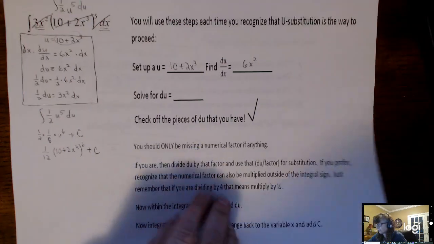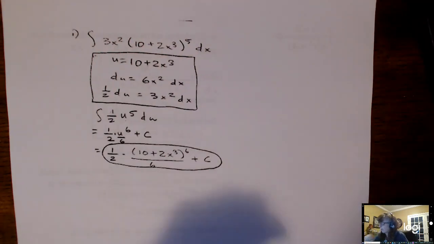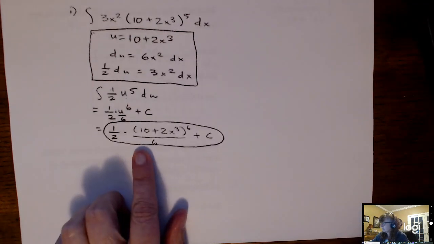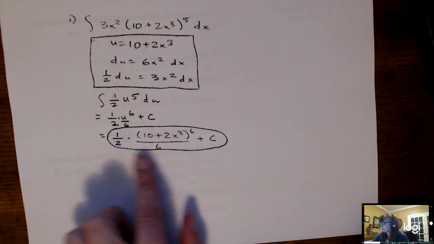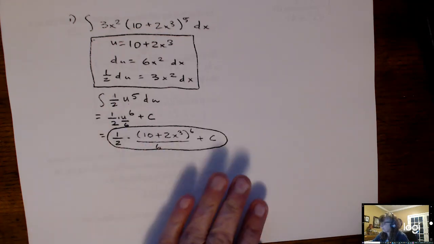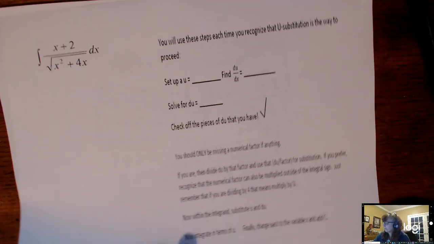All right, so let's keep practicing. Also, this is another way to do it. I have u to the 6th divided by 6. That's fine. I put the 1/6 instead of dividing by 6. So either way is fine. All right, here's another one.